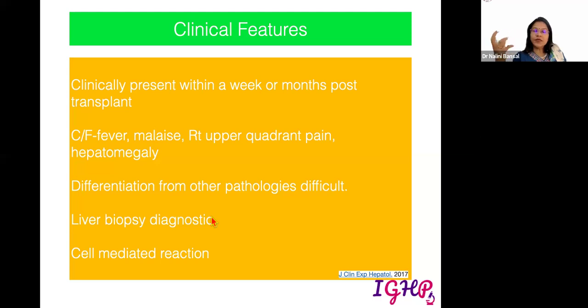Now, there is no specific pattern in which these are going to be deranged, and all the differentials that we had mentioned can come into the differential diagnosis of the ACR. So what is a clinician going to do? He is going to do a liver biopsy, because liver biopsy, if done, is considered diagnostic for this acute cellular rejection. So they are going to differentiate this ACR from all the other pathologies, and for that, a liver biopsy is a must.